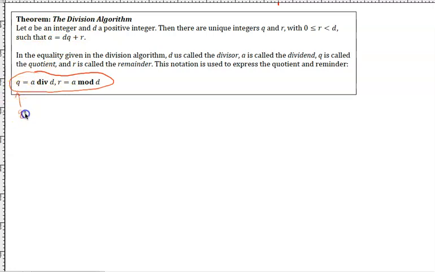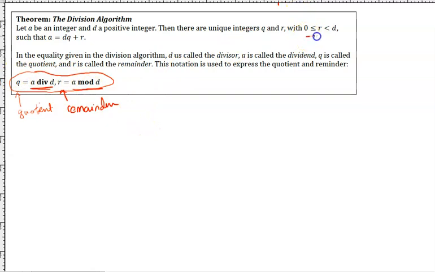Here's the quotient, and the quotient is denoted by a div d. So a div d gives you the whole part, the integer part of the division. And then we're going to define r, which is called the remainder, and this is called a mod d. So a mod d represents the remainder of the division.